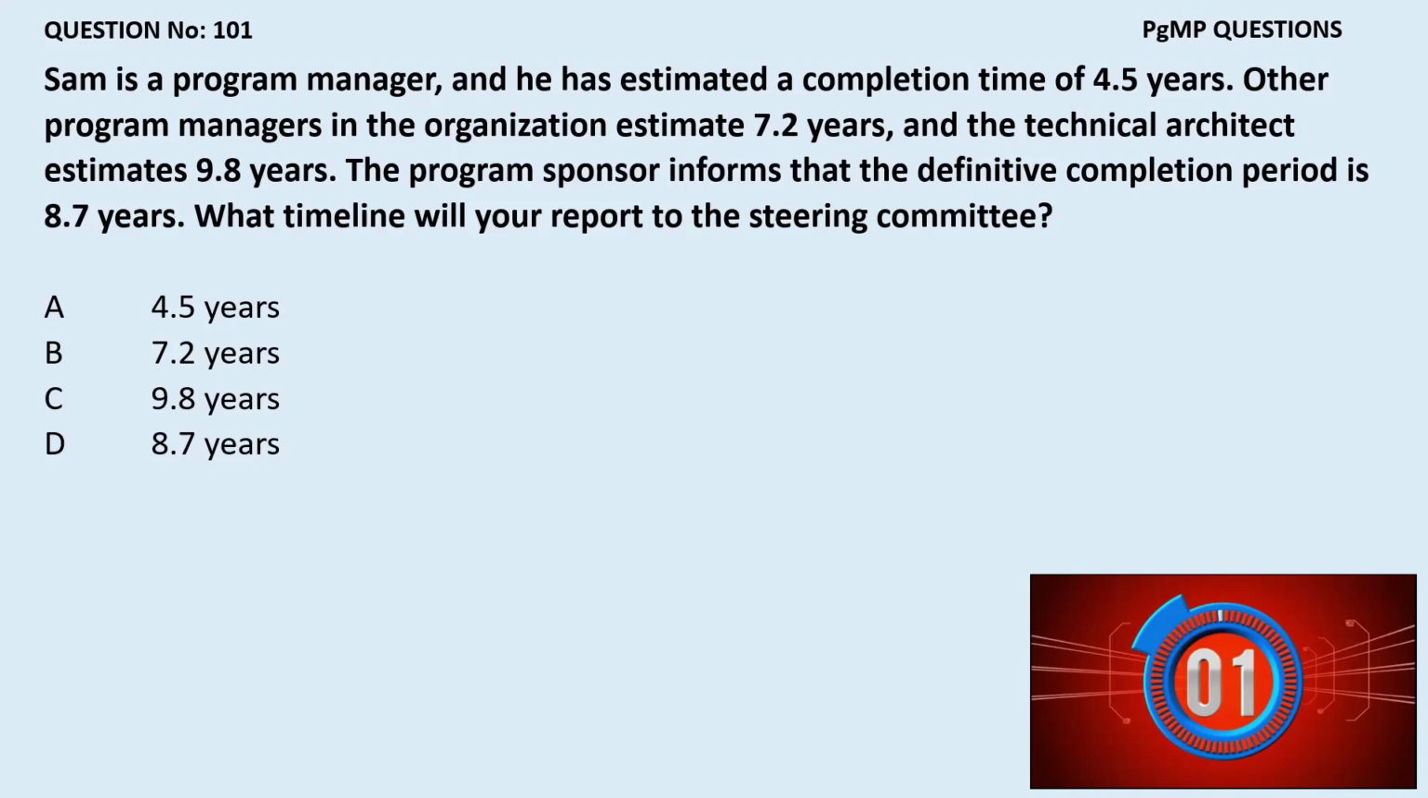Yes, please. Sir, but when you do the mathematics, you're getting something lesser, so why can we not challenge the sponsor? No, if he doesn't give the last line, if he only gives you pessimistic 4.5, optimistic 7.2, and pessimistic 9.8, then only you will use the formula. But in the last line, he has said the program sponsor informs the definitive completion period. This is a must, mandatory. End of story. No need of applying any formula here. Definitive is the keyword here.